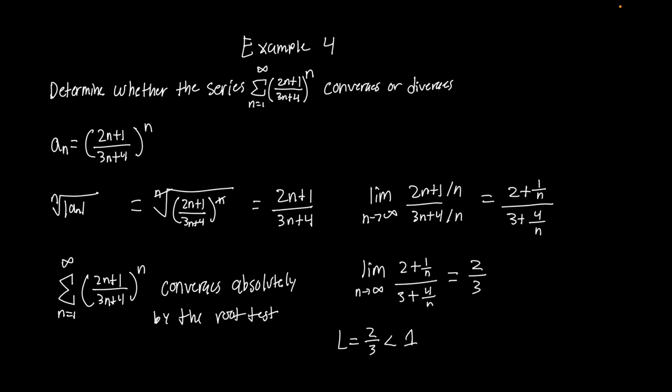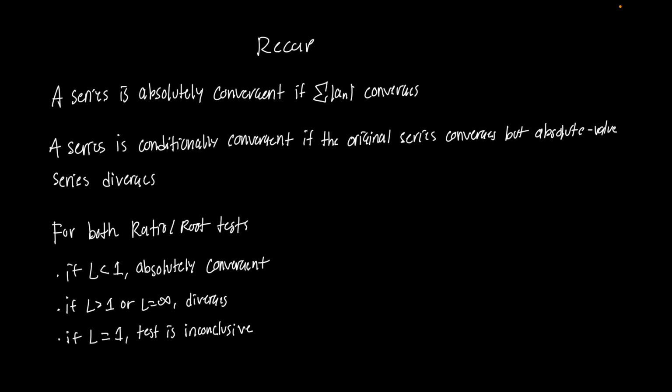Hopefully this wasn't too confusing. Now let's do a recap really quick. A series is absolutely convergent if, when you take the absolute value of that series, it converges. A series is conditionally convergent if the original series converges, but the absolute value series diverges. The ratio test is best for factorials and exponentials, like c to the n. And the root test is best when the whole entire term is raised to the nth power.